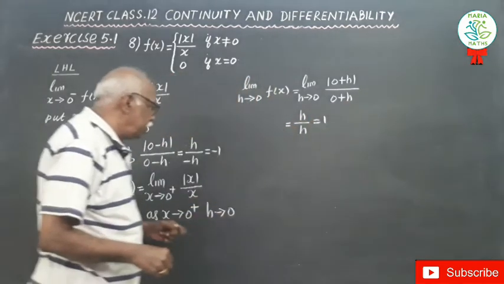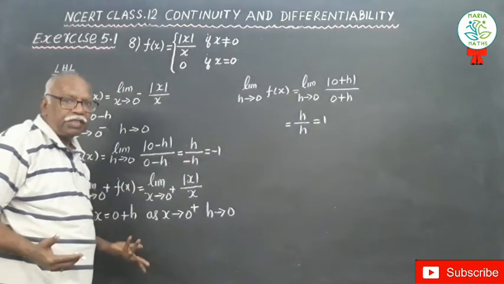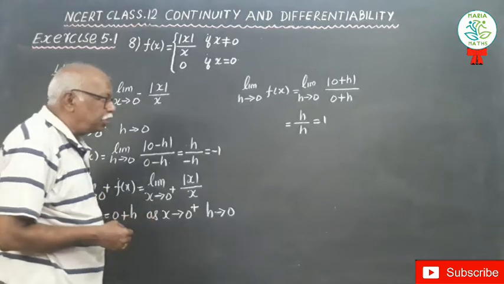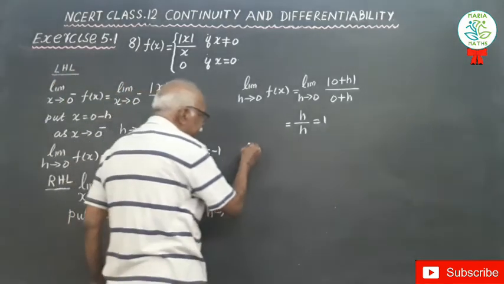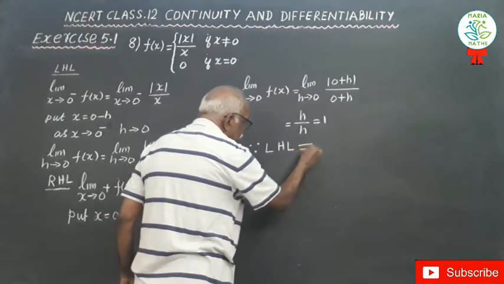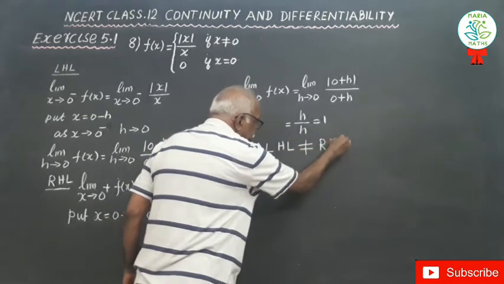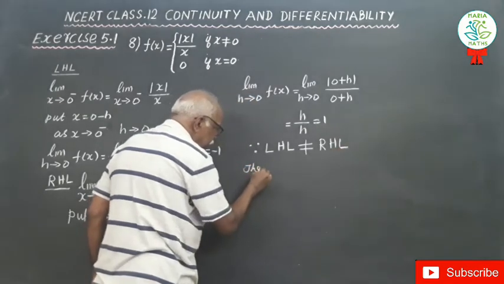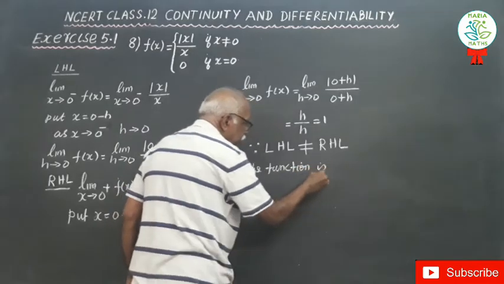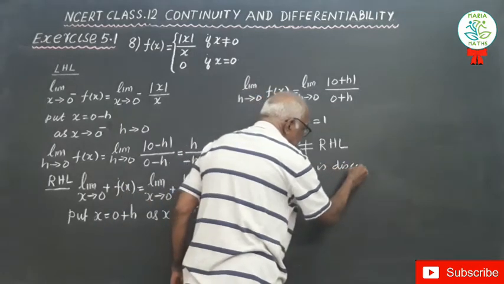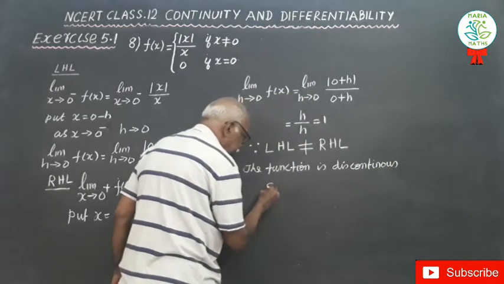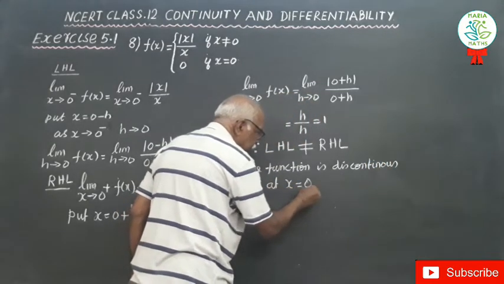For right limit 1, left limit was minus 1. Since right limit is not equal to left limit, therefore the function is discontinuous at x is equal to 0. Since LHL not equal to RHL, the function is discontinuous at x is equal to 0.